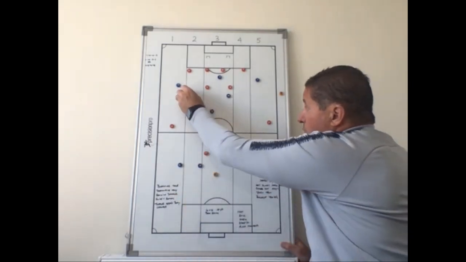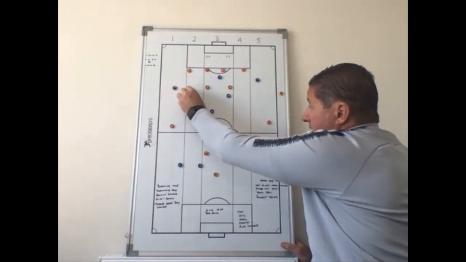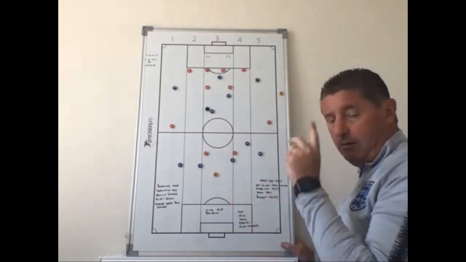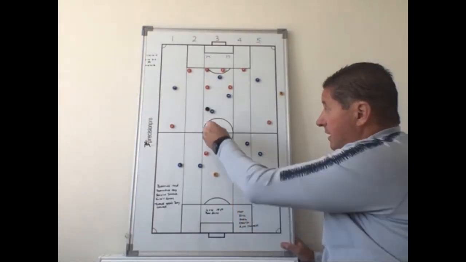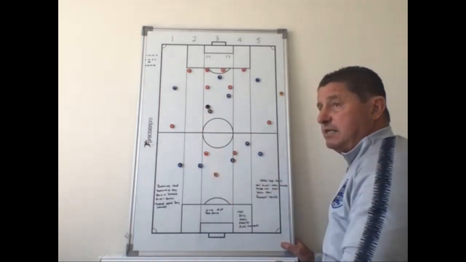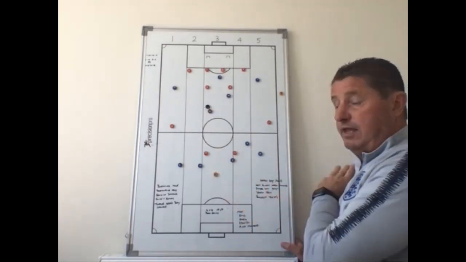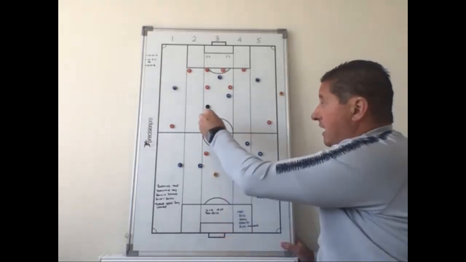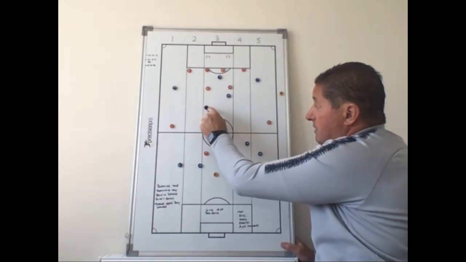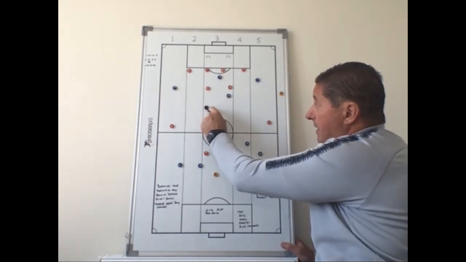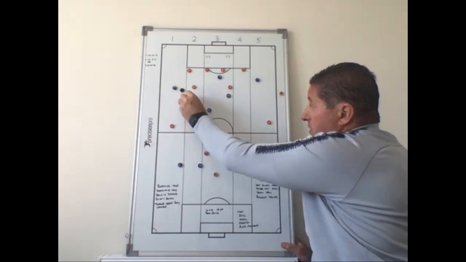So the ball gets played out to 11. Okay. As that ball gets played out to 11, think about what I said earlier on about triggers and cues from the opposition. So if this eight is set to go with his right foot and his shoulders are set outside and looking at the 11 body, that ball is going out there. So I want my number eight to have his eyes on the ball, eyes on his man, and already start to travel as that ball travels out to 11.